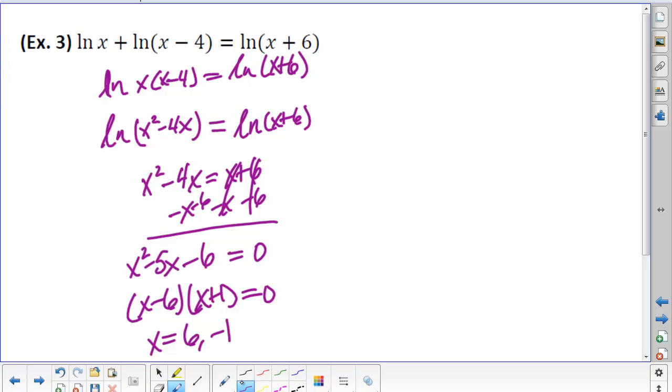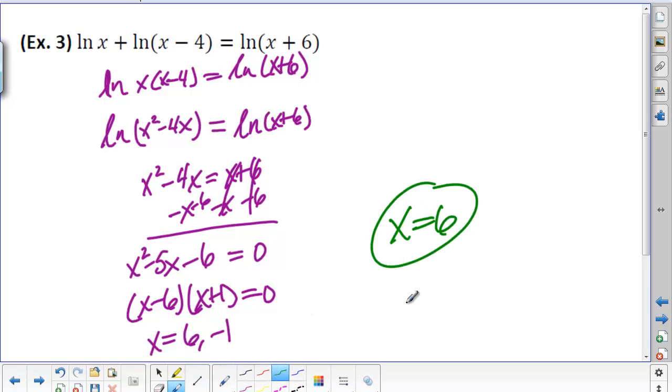Do any of them cause negative values inside these logarithms? 6 is good here. 6 minus 4 is 2. That's good. 6 plus 6 is 12. That's good. So 6 is okay. Let's try the -1. Well, right off the bat, natural log of -1 is no good. So we toss it. Doesn't matter what happens in the rest of them. If it fails in one of them, then that's enough to say it's not a solution.